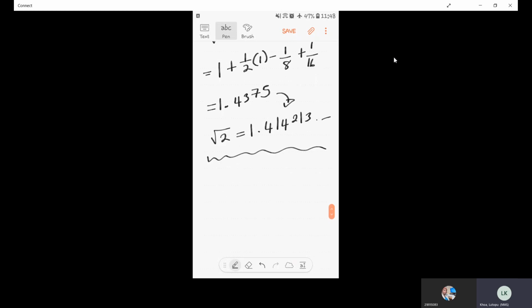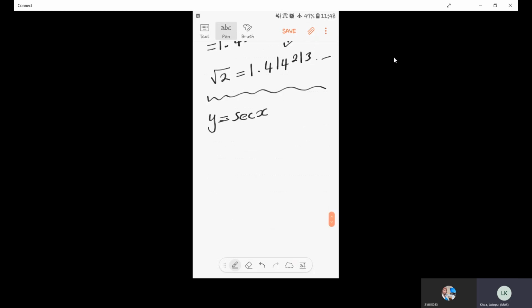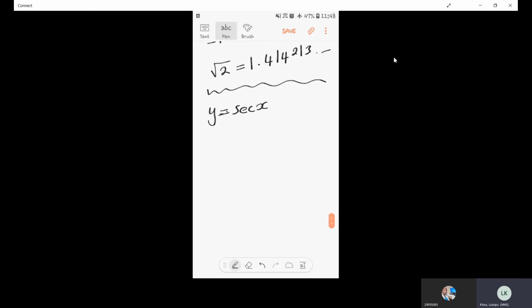Now let's look at another example. Let's say we have y is equal to sec x. I want to rewrite this as a Maclaurin series. First, we find out what y of 0 is. Y of 0 is equal to 1 because sec of 0 is equal to 1. Sec of x is 1 over cos x, so 1 over cos of 0 is just equal to 1.